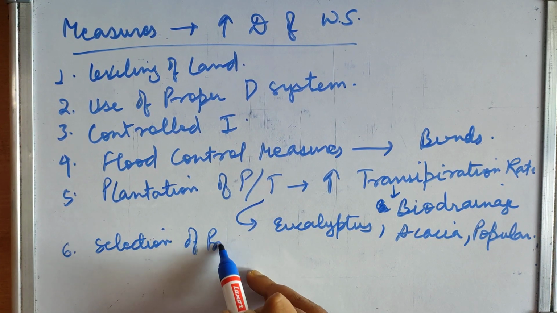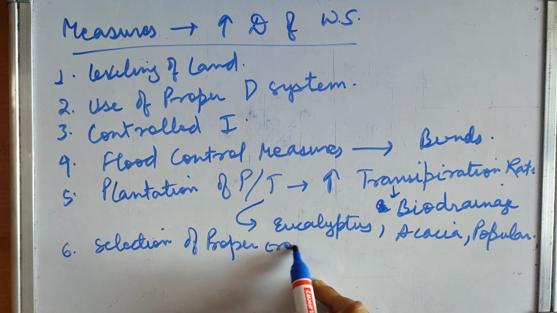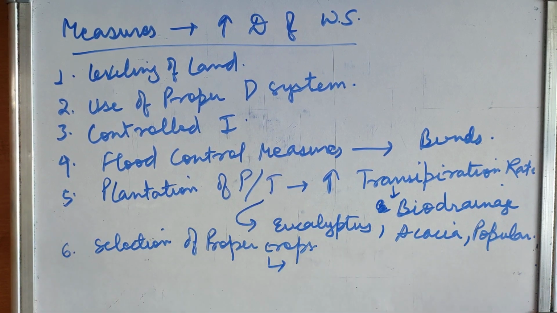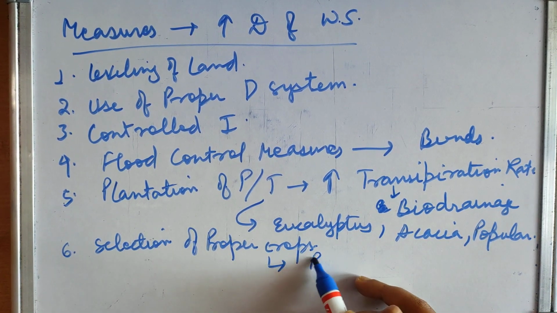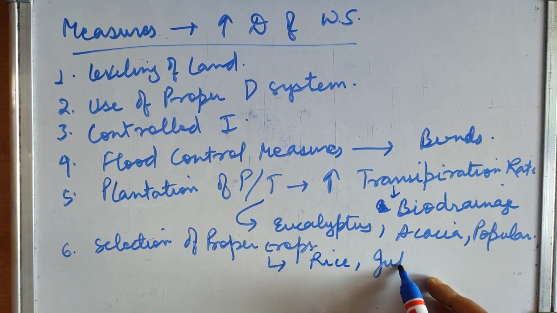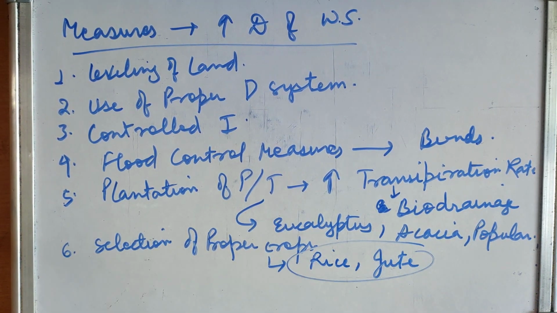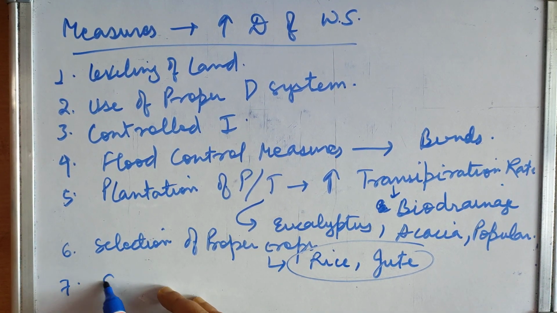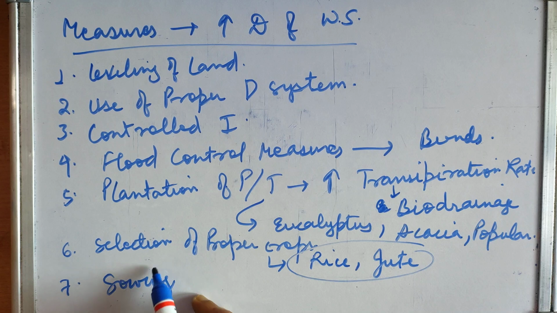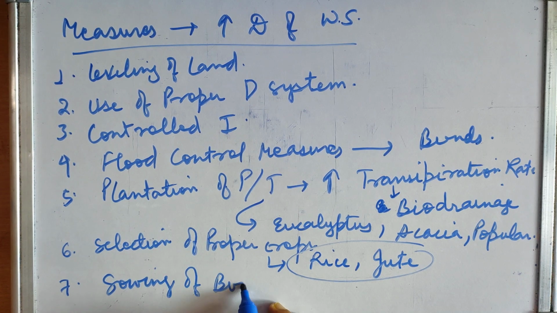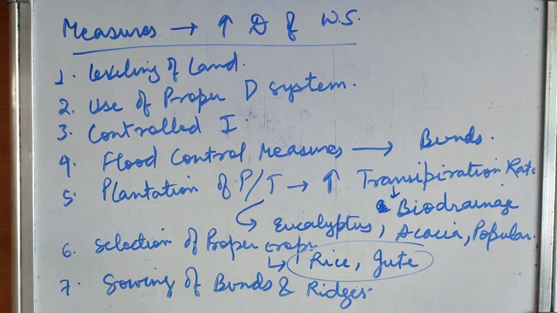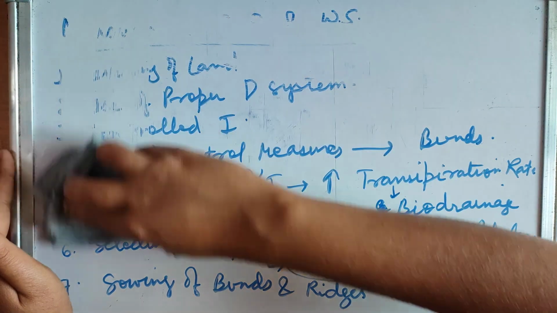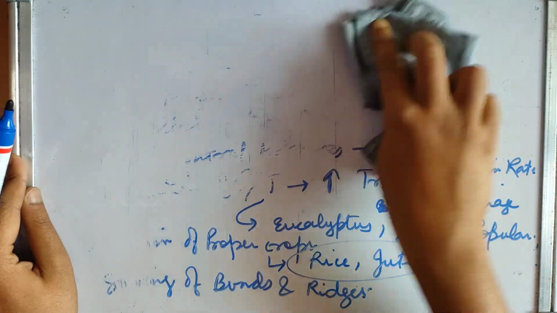We will select proper crops which can withstand high water, such as rice and jute. These crops are tolerant to waterlogging. Sowing on bunds and ridges. These are the measures we need to adopt.